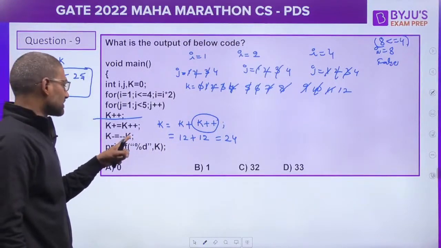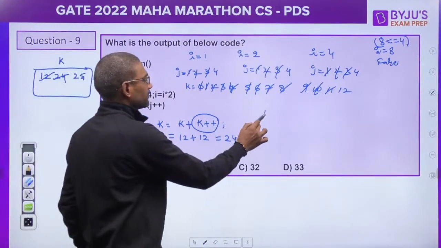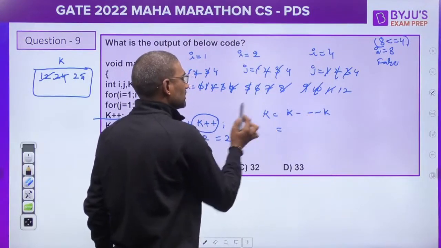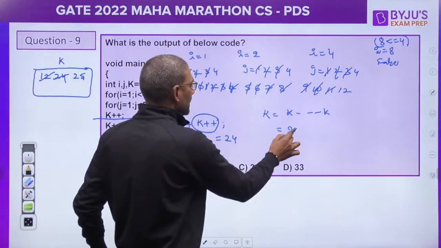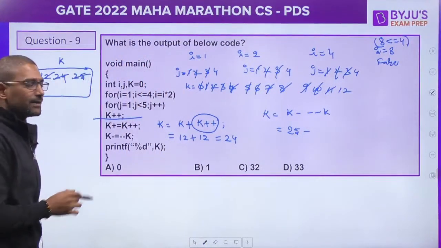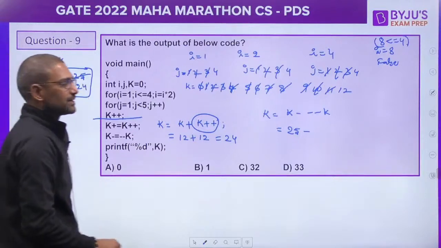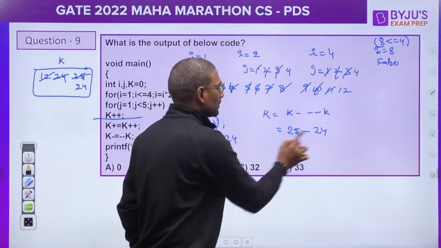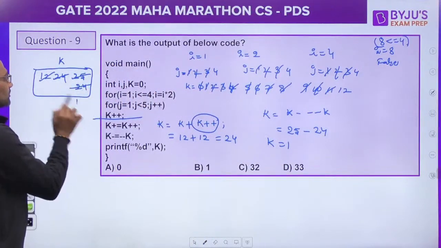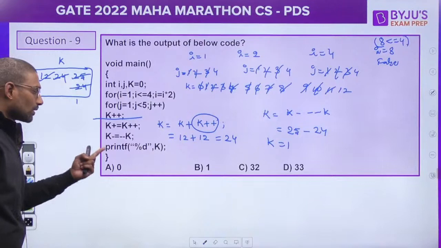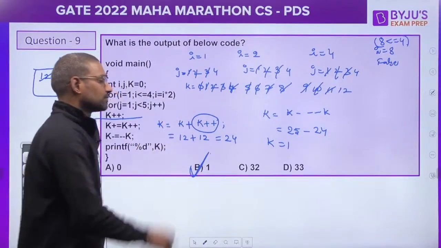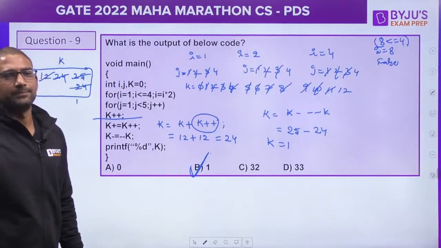Now k minus equals minus minus k, that is k is equal to k minus minus minus k. So what is k now? 25 minus minus minus k, it is pre-decrement. So first the k value gets decremented to 24, so that would be 1. Print k. So what gets printed? 1 gets printed.